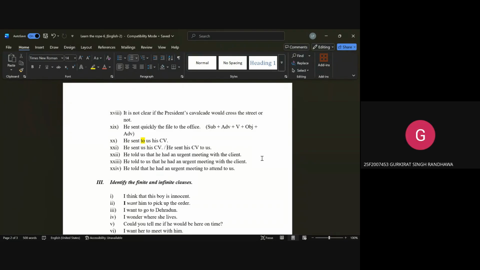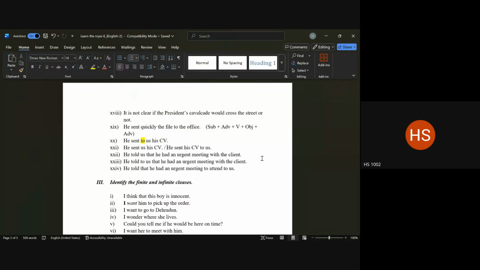To us should not come. Only then us. What should come? He told that he had an urgent meeting to attend us. No, that's wrong. Something has to come. It will be wrong. Yeah, it's right. Grammatically it's right. He told that he had an urgent meeting to attend to us.